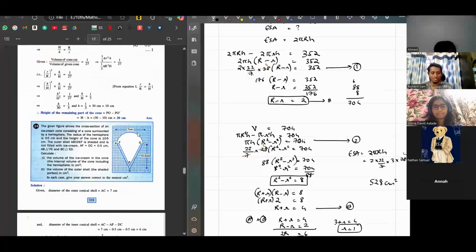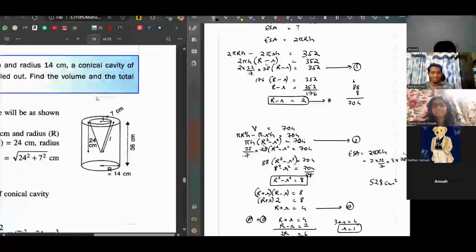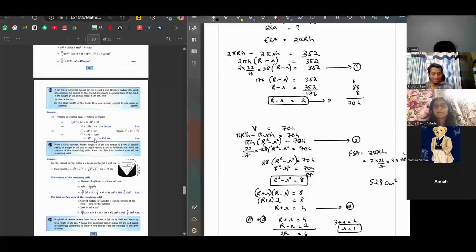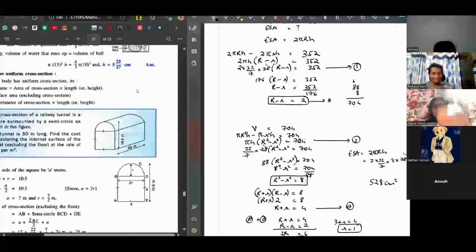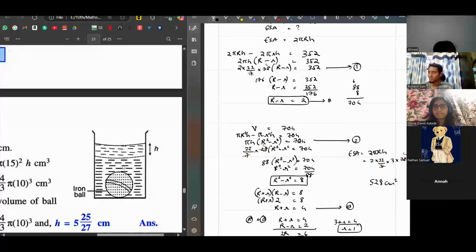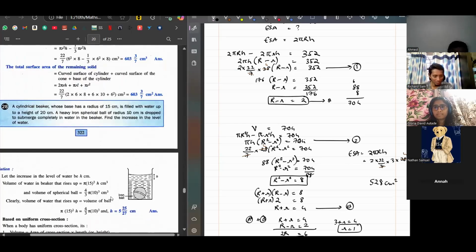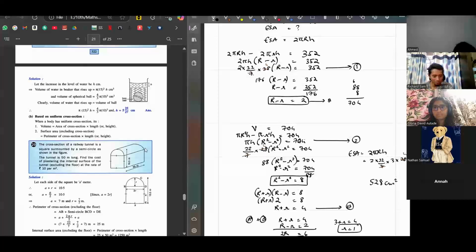That's why this chapter is a little confusing. Okay, all interesting shapes are there. You can see in the diagrams. When a ball is put in the water, the water comes up. By what level did it come up? You understand? The volume of water that came up will be equal to the volume of the ball. Whatever the volume of the ball, that much water will come up. Those concepts.